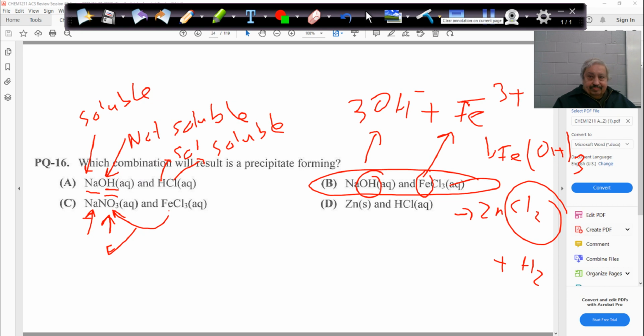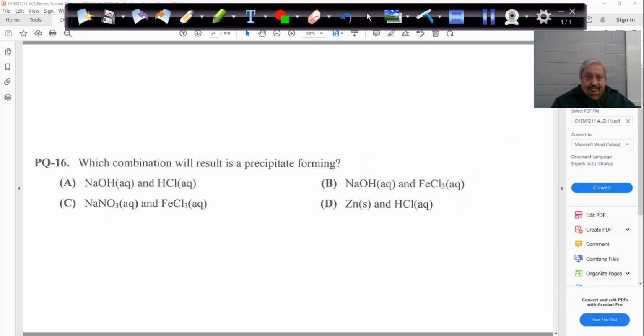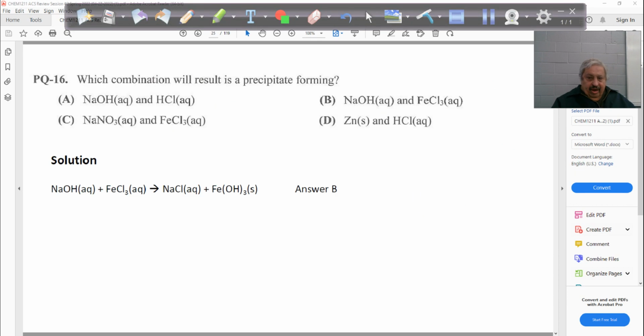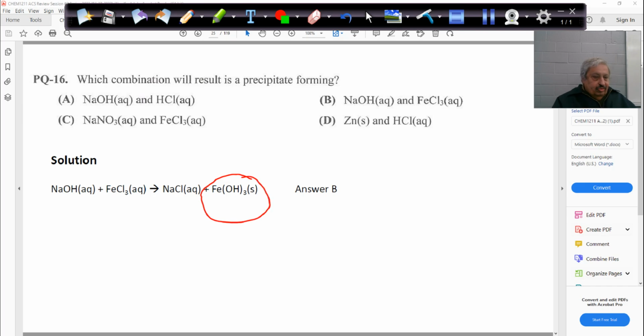So let's see. The answer is B. As you see here, the answer is this one here, B. Hydroxide is not soluble.